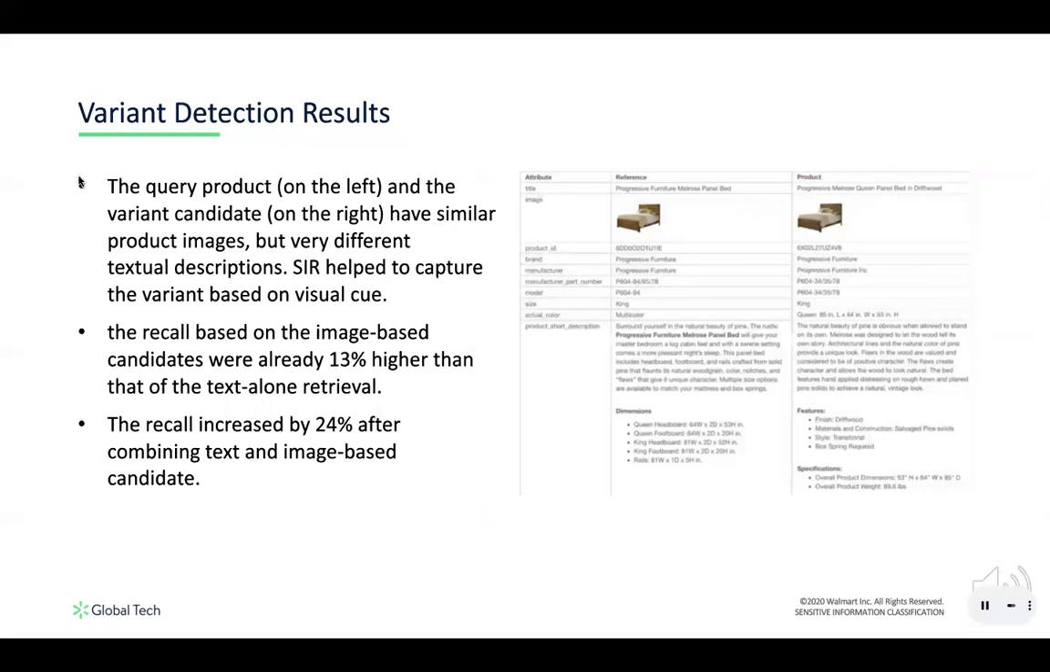Here we show how SIR helped to improve variant detection results. In variant detection applications, there are variants that are challenging to be retrieved by text-alone retrieval systems. The figure on the right shows such an example. The query product on the left of the figure and the variant candidate adjacent to it have similar product images, but very different textual descriptions. SIR helped to capture the variant based on visual cue.